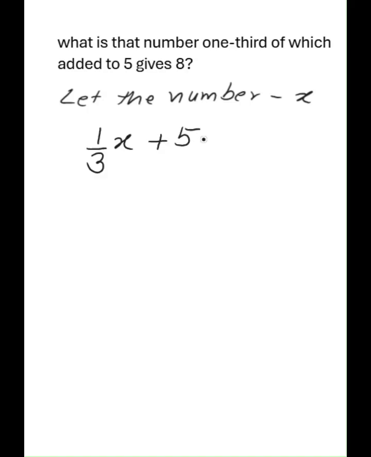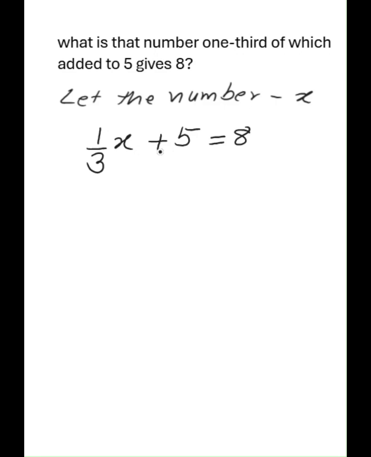What is that number? 1/3 of which added to 5 gives 8. So let the number be x. So this is the unknown number. What is that number? 1/3 of which? That means we have to do 1/3 of this number. That means 1 by 3 x, of which added to 5. That means we will have to add 5 to it. Gives 8. Gives means equals to 8. So this will be the equation. Solving this equation, finding the value of x will give the value of the unknown number.